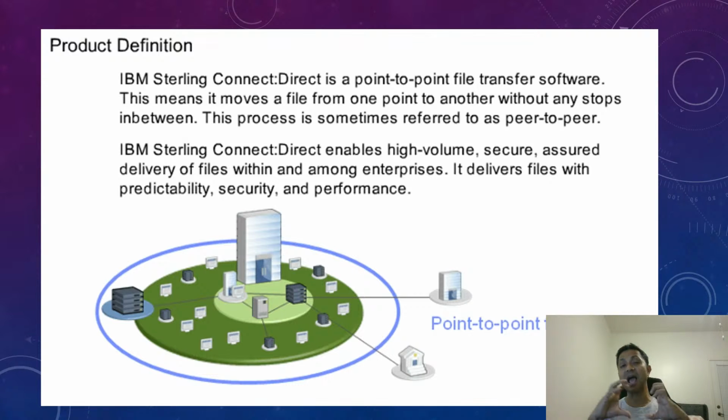Now, Sterling Connect Direct has some very interesting features. It enables high volume file transfers, probably in terabytes or even more than that, right? It's very secure. It's assured delivery of files, so you won't have situations where someone is complaining that they never received the files, and all those kinds of challenges. On top of that, it also delivers files with predictability, security, and performance. How it achieves that, we're going to talk about in future sessions.